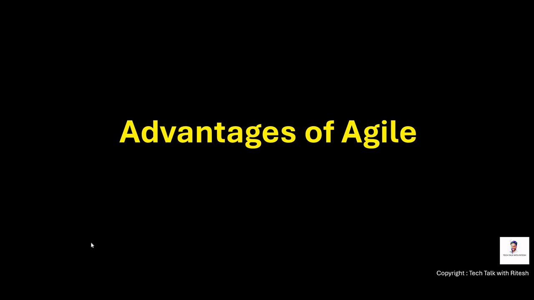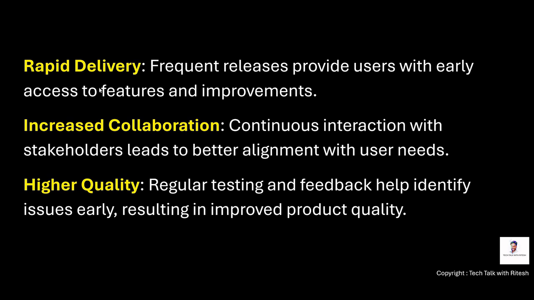Now, since we have learned Agile, let's see what are the advantages of the Agile framework. Rapid delivery: frequent releases provide users with early access to features and improvements, right? 1 to 4 week sprints, for example, if we talk about Scrum, right? Within a few weeks we are releasing those new features or fixes to the production environment, so it's a rapid delivery. Increased collaboration: continuous interaction with stakeholders leads to better alignment with user needs. So within Scrum, for example, we do those show and tell sessions, we get the feedback before we put that feature on the production environment.